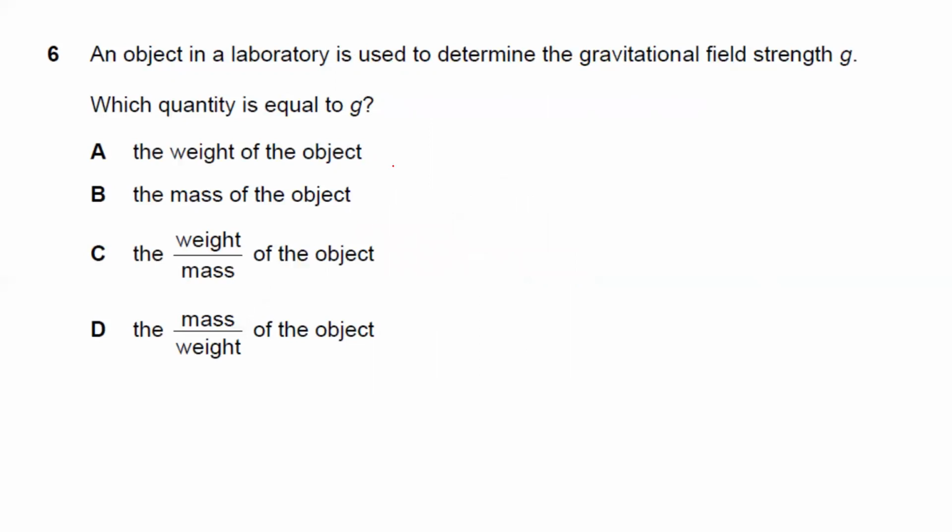Next question. An object in a laboratory is used to determine the gravitational field strength g. Which quantity is equal to g? So remember, weight equals mass times gravity. So gravitational field strength g is equal to weight divided by mass. So weight divided by mass. So this is our weight and this is our mass. So yes, this appears to be right. Mass over weight, no, this is inverse. So answer C is the right choice.